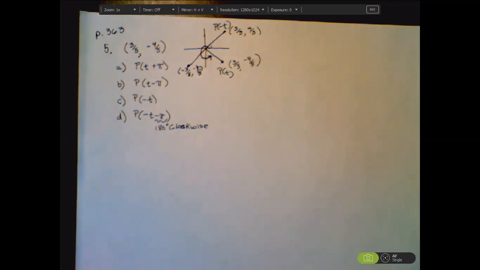Are you getting pretty good at counting by quarter pies and sixth pies so that you can do 9 through 14 quickly? Actually, 9 through 19 quickly.